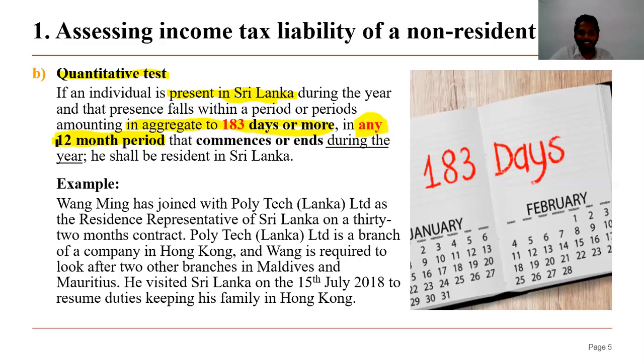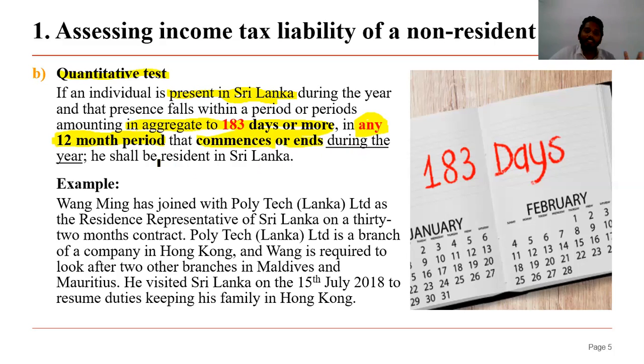So any 12-month period is not the year of assessment. It can go beyond the year of assessment or go backward from the year of assessment. Any 12-month period, I will explain using the whiteboard. Here again I need to highlight "commences or ends". Any 12-month period commences means from the beginning, before the start of the year of assessment, and also ends during the year.